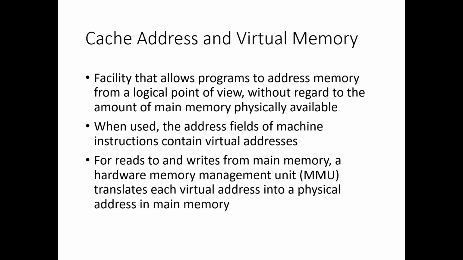So the cache address in virtual memory is a facility that allows programs to address memory from a logical point of view, without regard to the amount of main memory that's physically available. When used with virtual memory, the address fields of the instructions contain the virtual addresses. For reads to and writes from the main memory, a hardware memory management unit translates each virtual address into a physical address in the main memory.